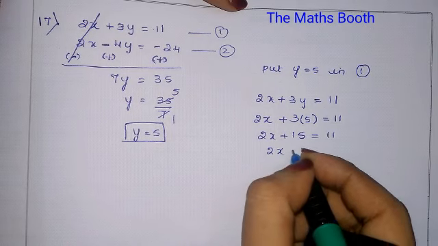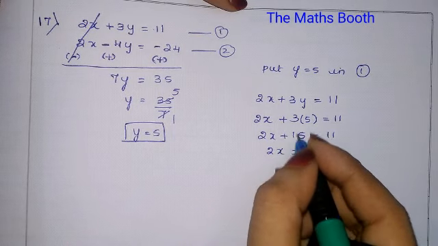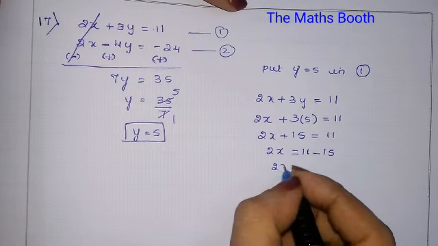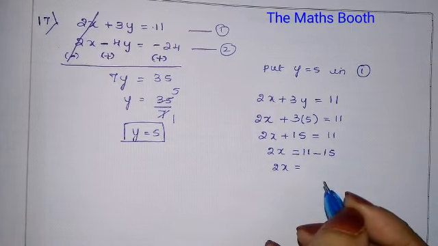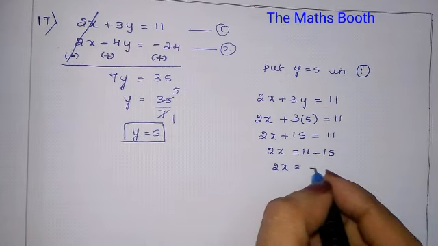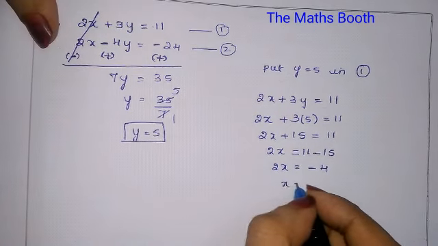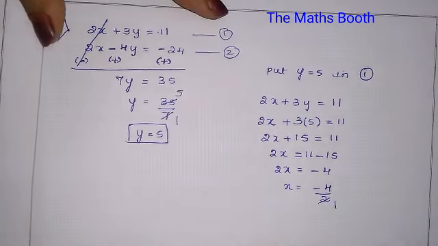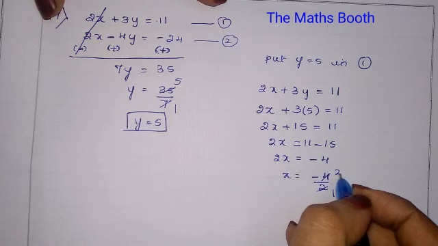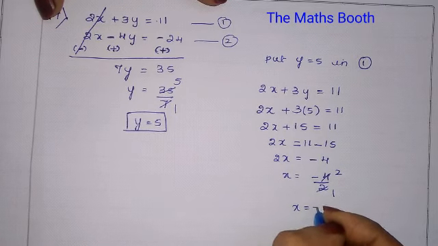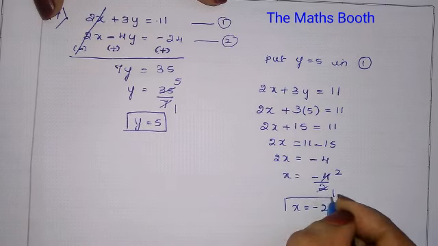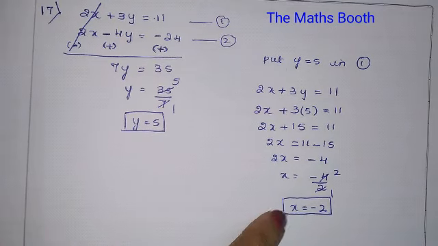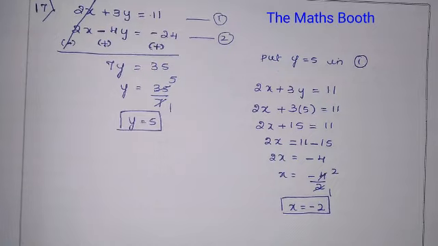2x equals 11 minus 15. I brought it here, so minus 15. 2x equals 11 minus 15 is minus 4. x equals minus 4 by 2. 2 ones are 2, 2 twos are 4. So x equals minus 2. So here we got the values of x and y: x equals minus 2 and y equals 5.